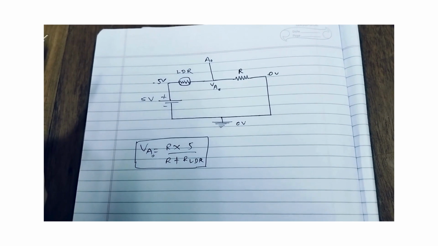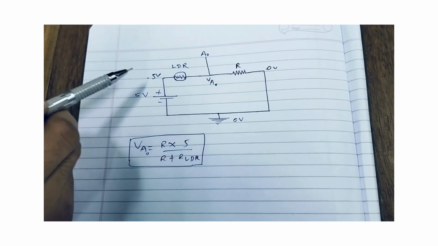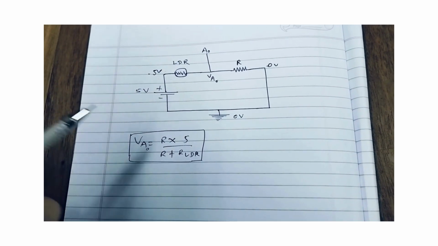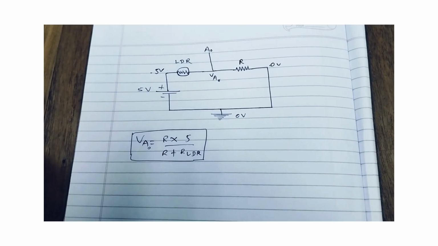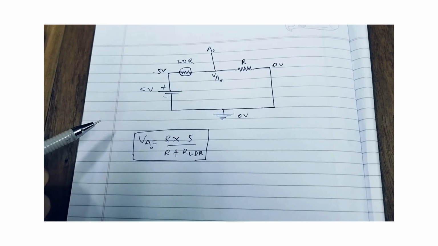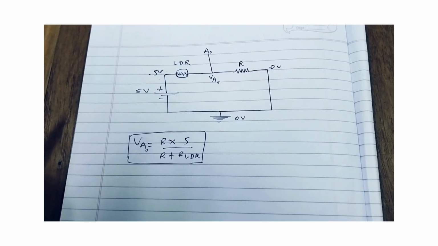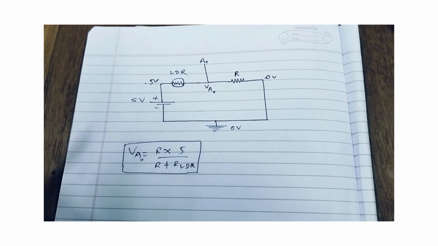There is a reason why we connect the higher voltage to the LDR: as the intensity increases, the resistance of the LDR decreases, and by the voltage divider formula, the voltage at A0 increases. This shows proportionality between intensity and output at A0.